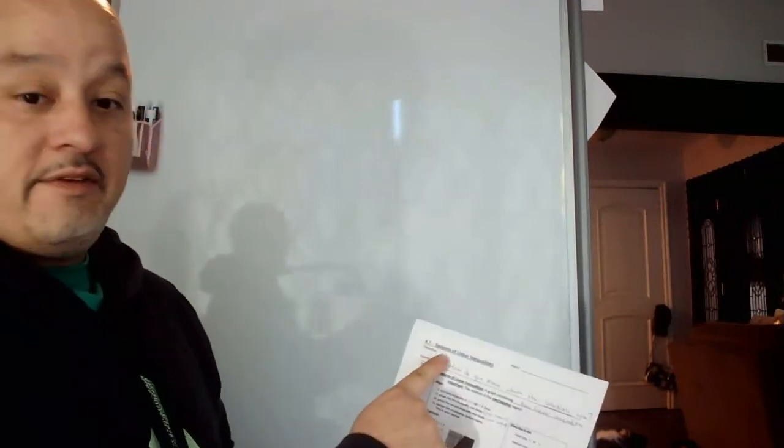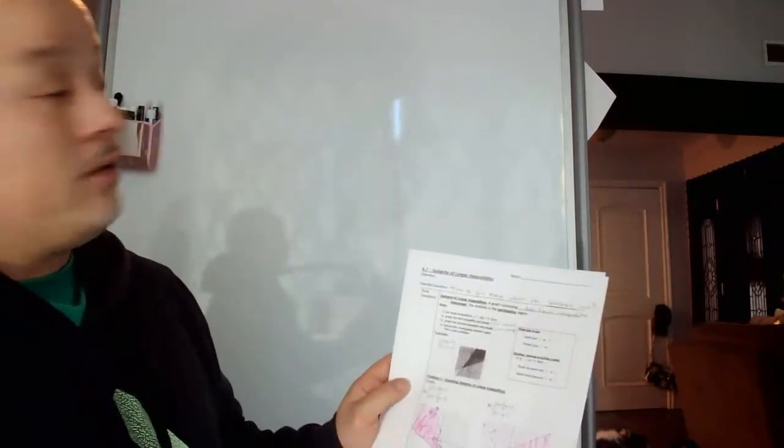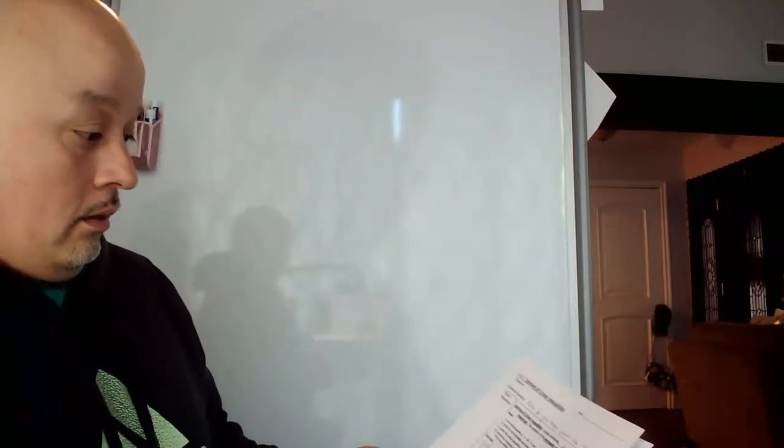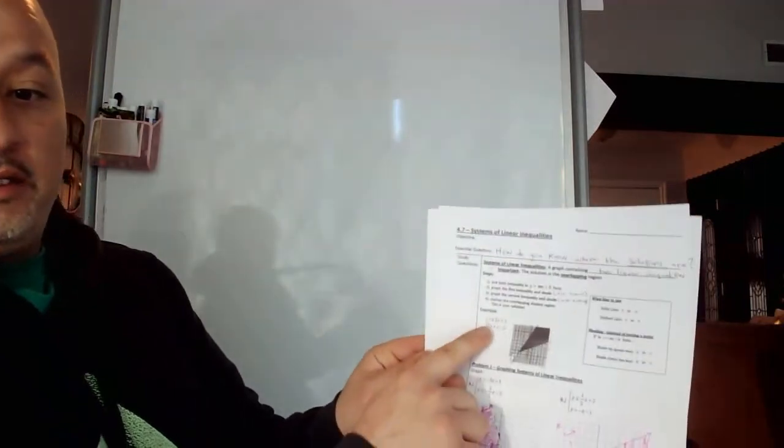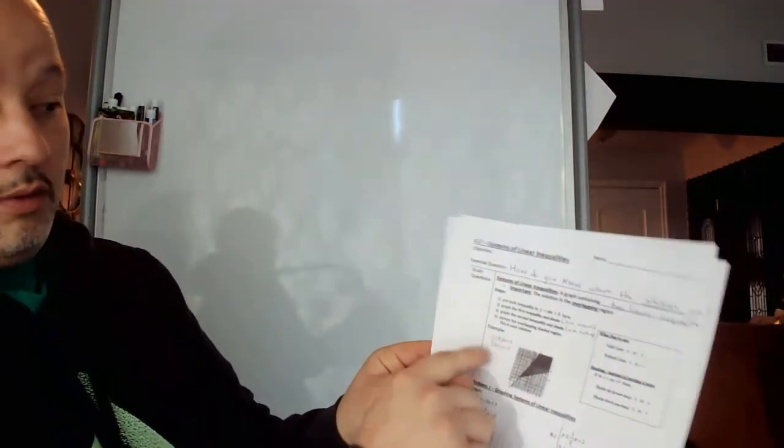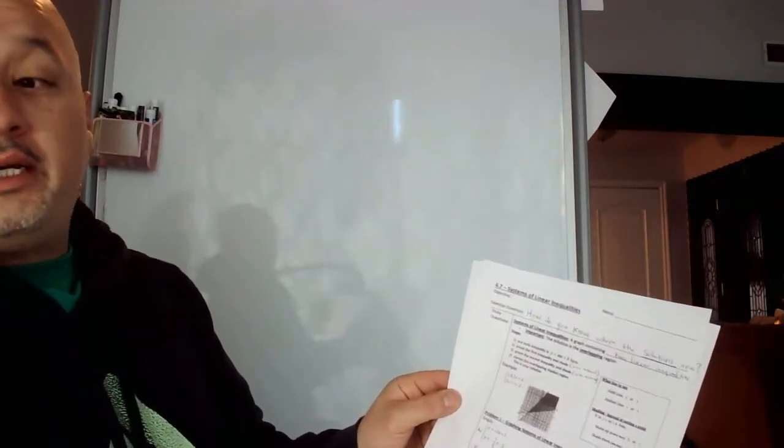Hey guys, I'm going to do a couple of the problems from these notes, the 4.7 systems of linear inequalities, on the whiteboard. So basically what you're doing is you're graphing, as you can see in the picture, two inequalities on one graph, and you're shading the region where they would both be shaded.